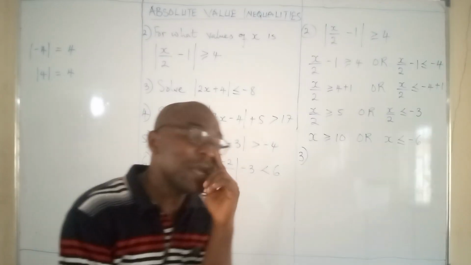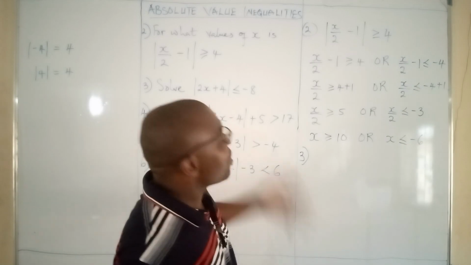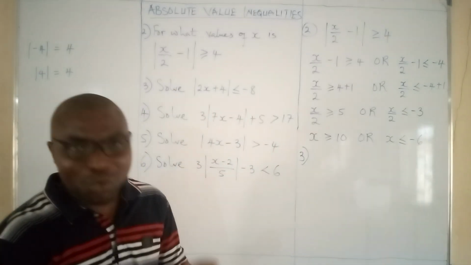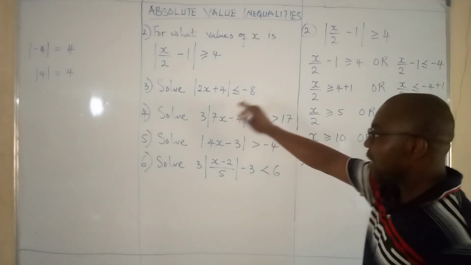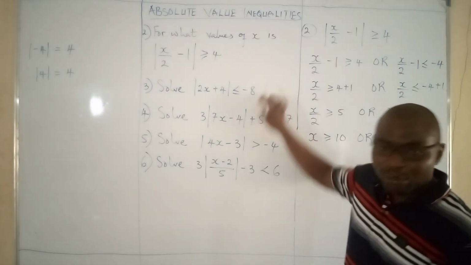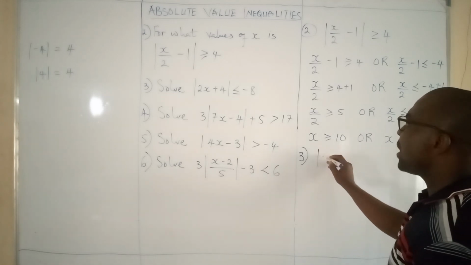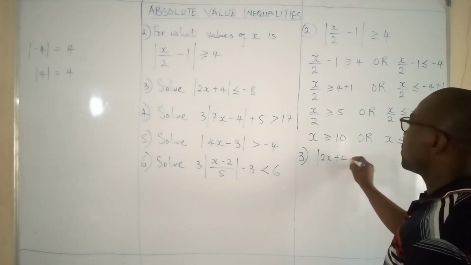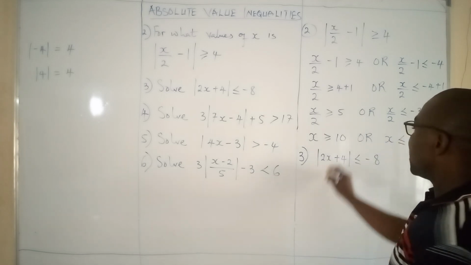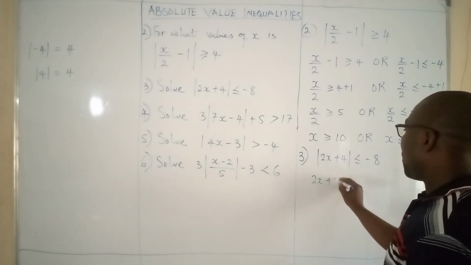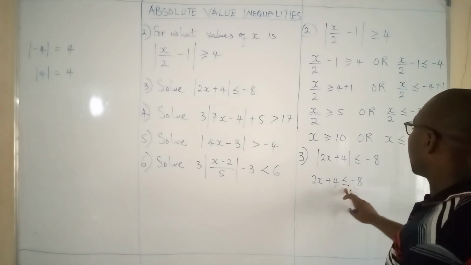But assuming you don't know and you want to solve it, let's see. If you solve it, it will appear as if there is an answer. So let's see what will happen. Take note, there will be no solution here, but assuming you want to solve it, this is what will happen. The absolute value of 2x plus 4 is less than or equal to negative 8. So this means that 2x plus 4 is less than or equal to negative 8.